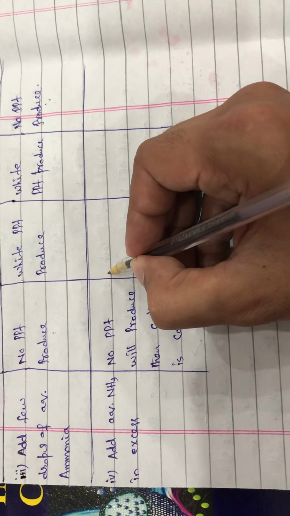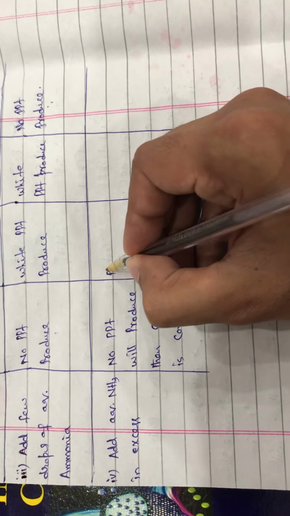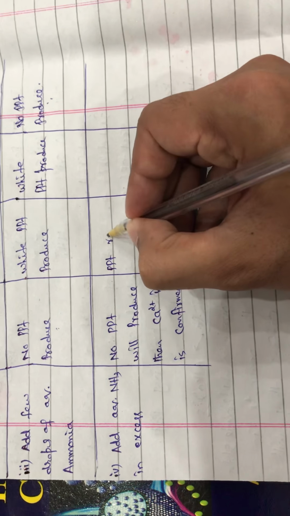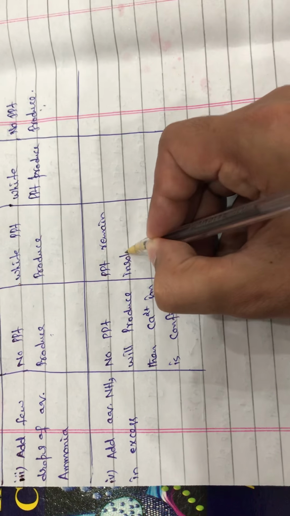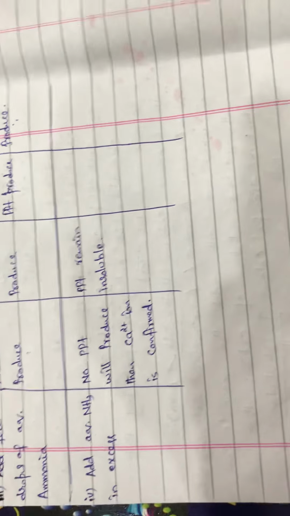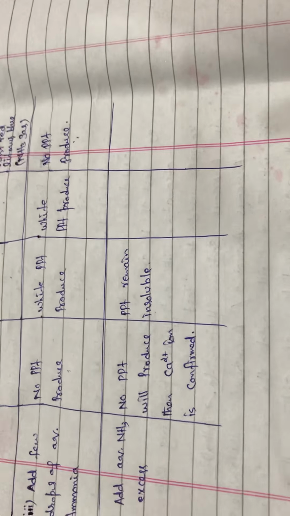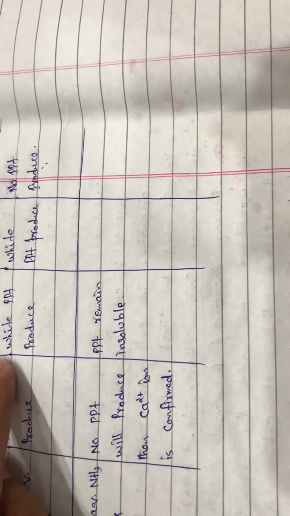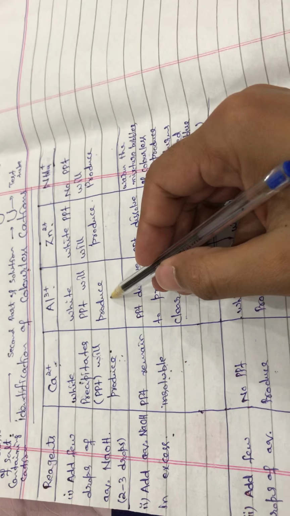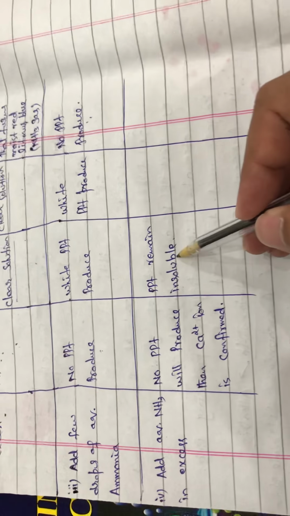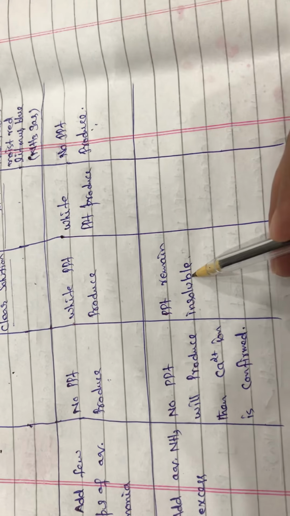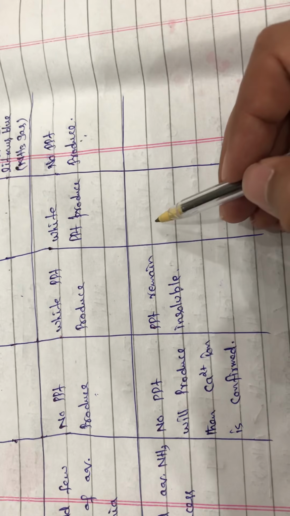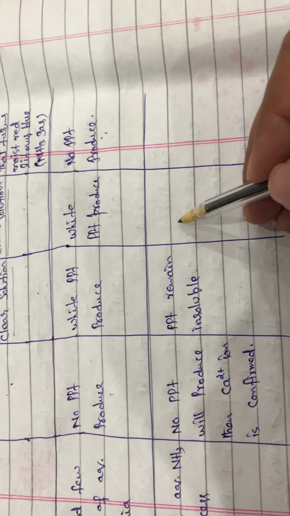Here, the precipitate remain insoluble. Precipitate remain insoluble for aluminium ion, that you have already seen, aluminium ion and its precipitate in excess of aqueous ammonia remain insoluble. Now what will happen to the precipitates of zinc?